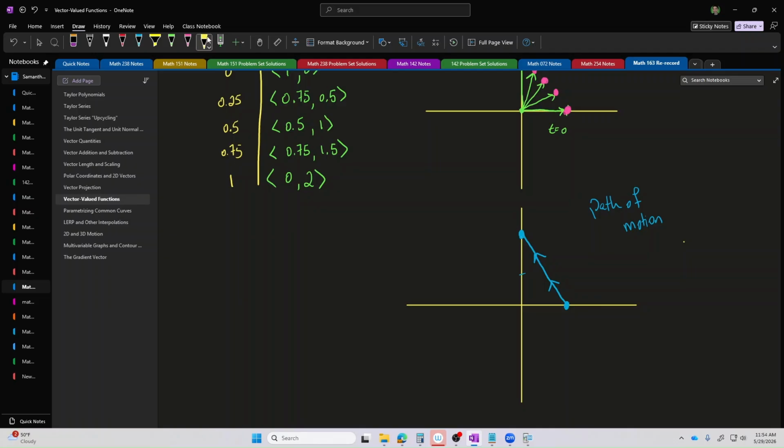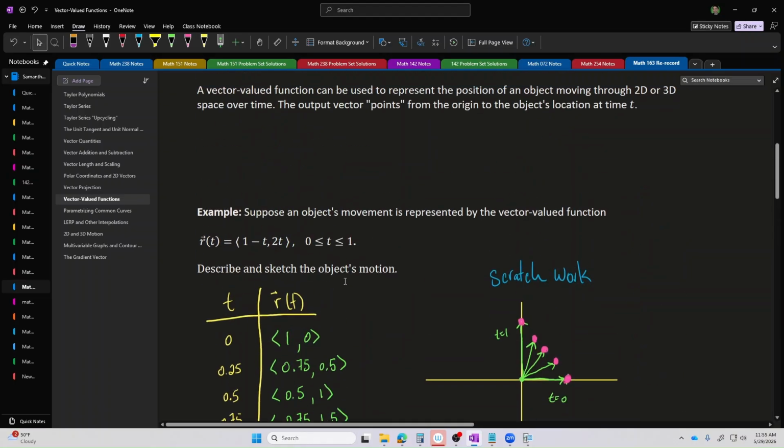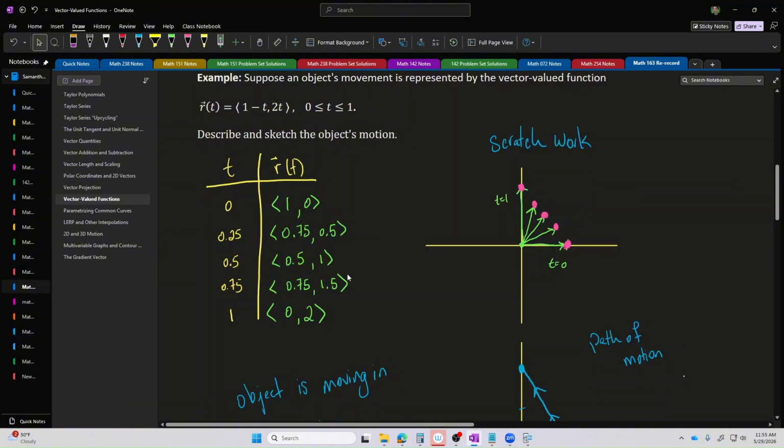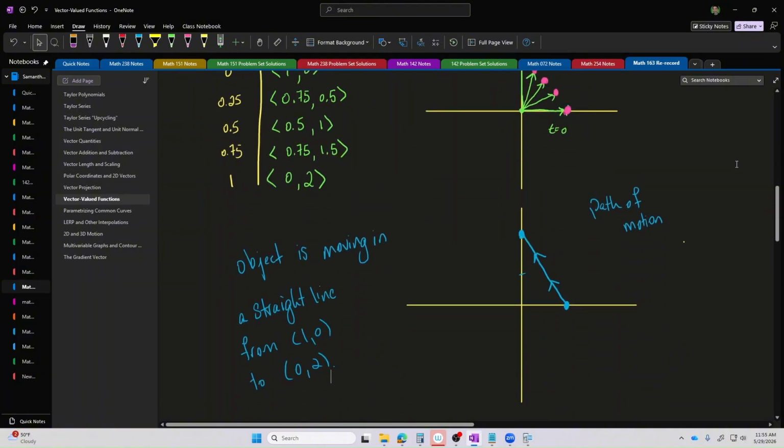So I could say, for example, in an English description, the object is moving in a straight line from the point (1, 0) toward the point (0, 2). That would be the movement described by this vector valued function. Straight line movement from this initial point to this final point.